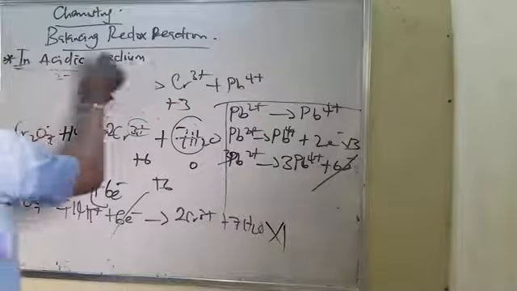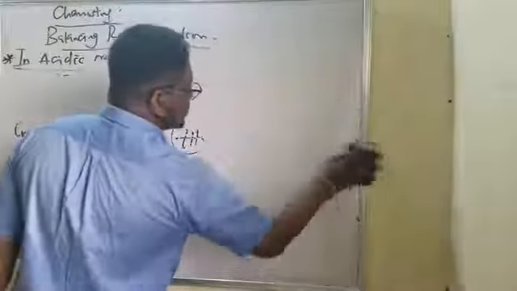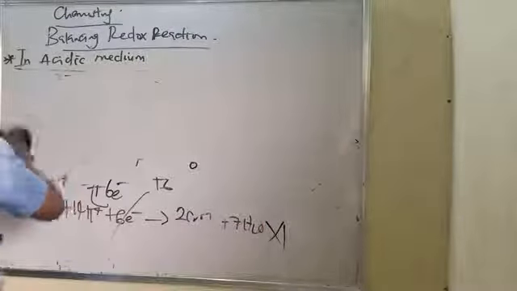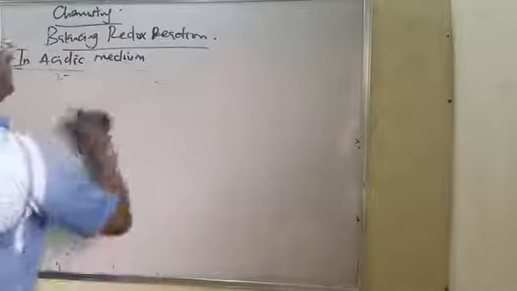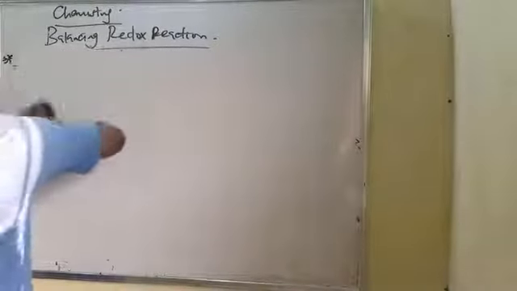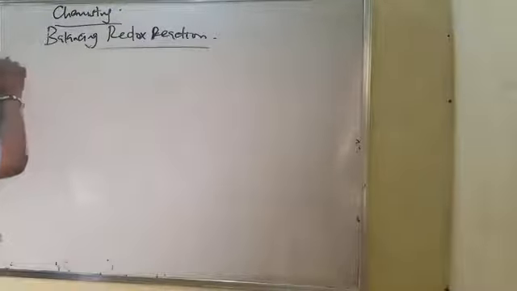So I believe we have had 2 different examples. We just combine the reactant side with the reactant side and the product side with the product side. So the next thing we'll be talking about is balancing redox reaction in basic medium.